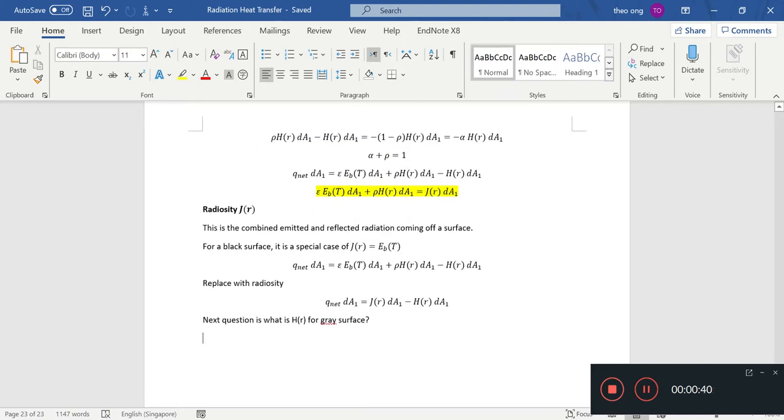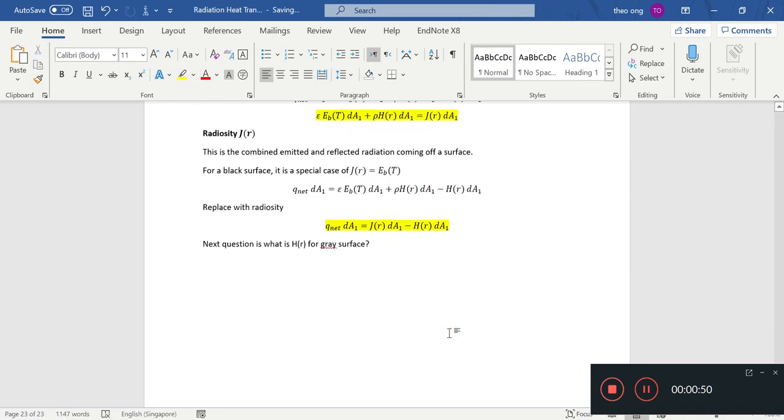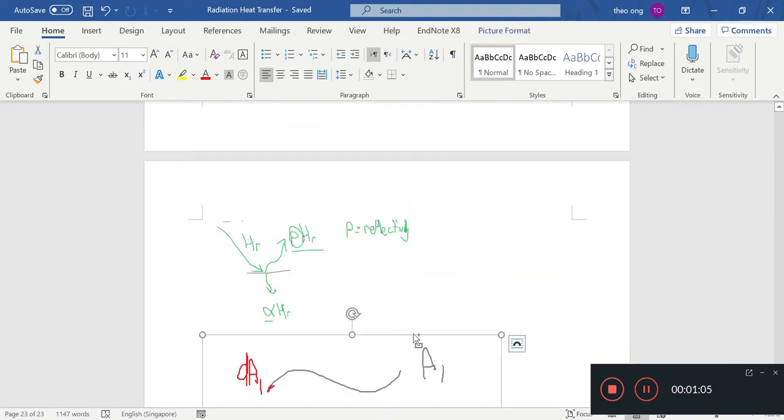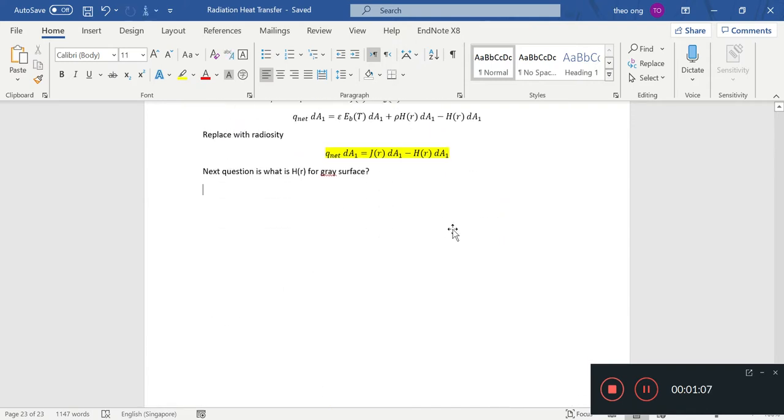We stopped there in the last video, and we have basically seen that Q net equals the radiosity into dA1, which is whatever is coming off that surface, minus whatever is coming into that surface, which is HR. So what is HR for that gray surface? Then we have to take a look at the diagram to be very specific.